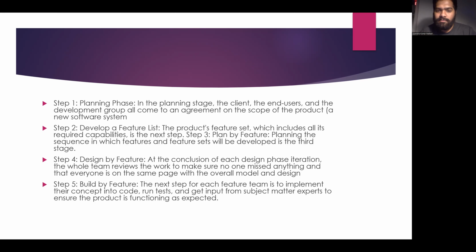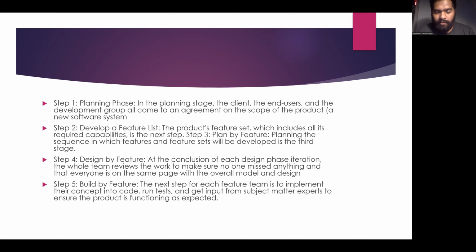Develop a feature list. The product's feature set, which includes all the required capabilities, is developed in the next step. They have to check whether the product has the required capabilities or not. The third step is plan by feature. Planning is the sequence in which features and feature sets will be developed in the third stage. This is the main one.